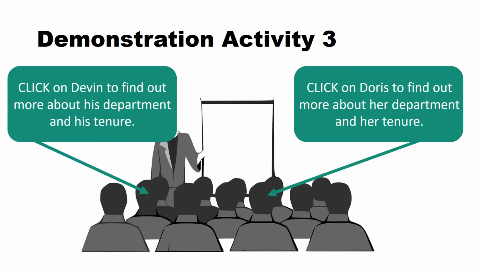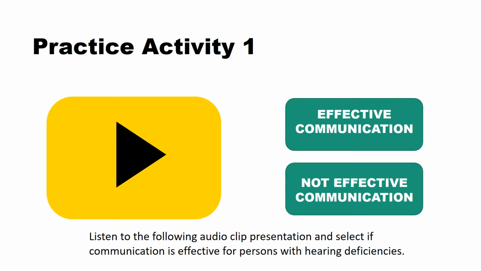The third activity, we're going to learn about a couple more folks. We're going to learn about how long Devin has been working with the company and what department he was hired into, and then also Doris, how long she has been with the company and what her tenure is. So this is really helping the learner get to know who their audience members are a little bit more cohesively.